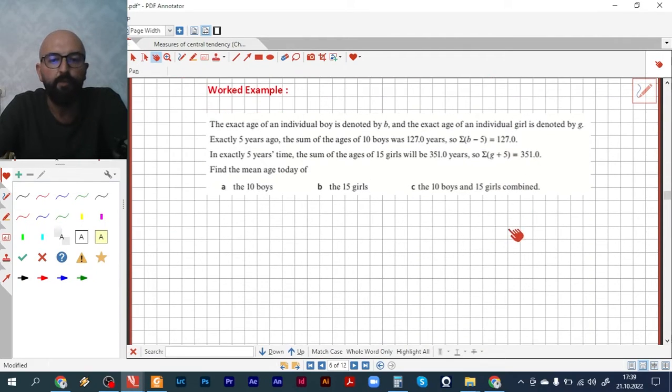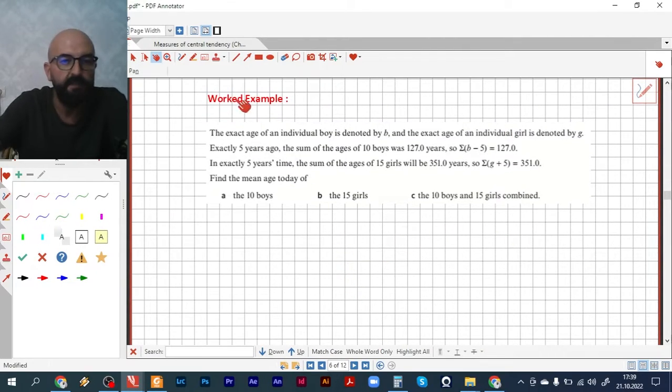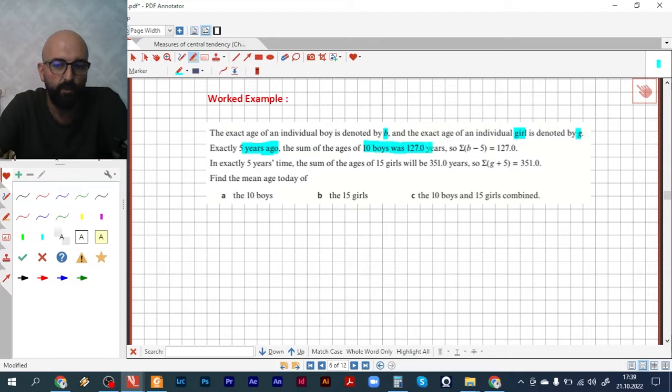And we have another example. The exact age of an individual boy is denoted by B, and the exact age of an individual girl is denoted by G. Exactly 5 years ago, the sum of the ages of 10 boys was 127.